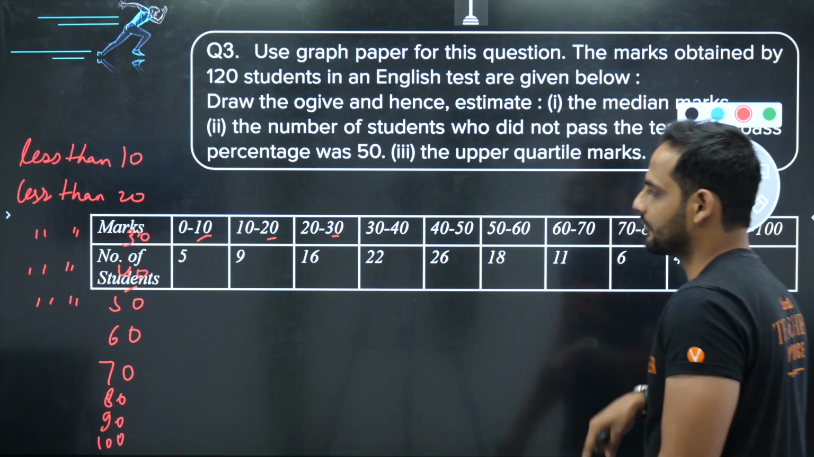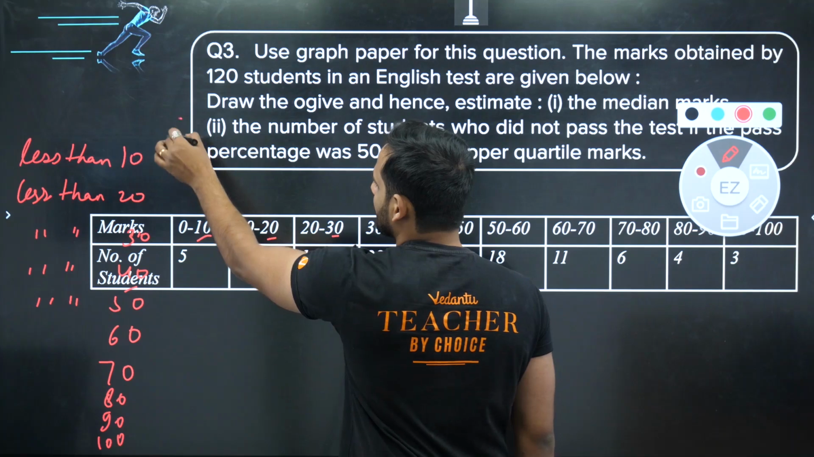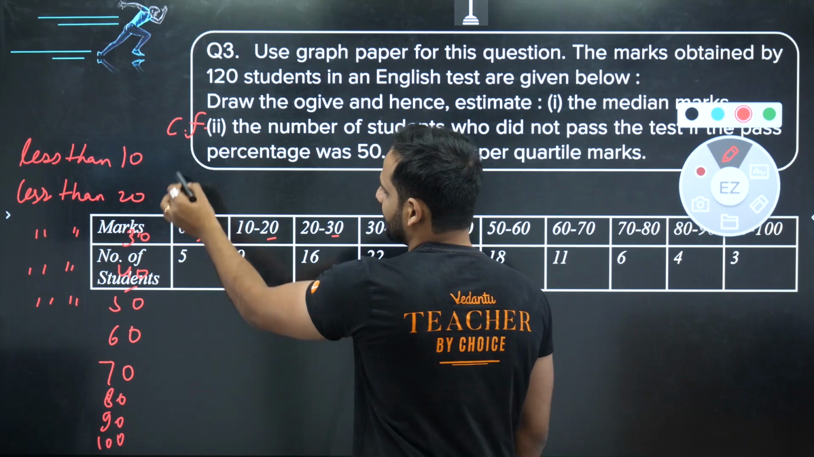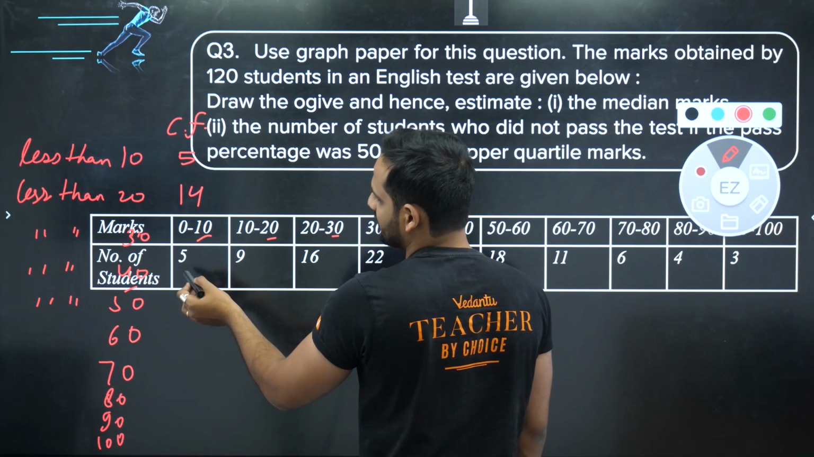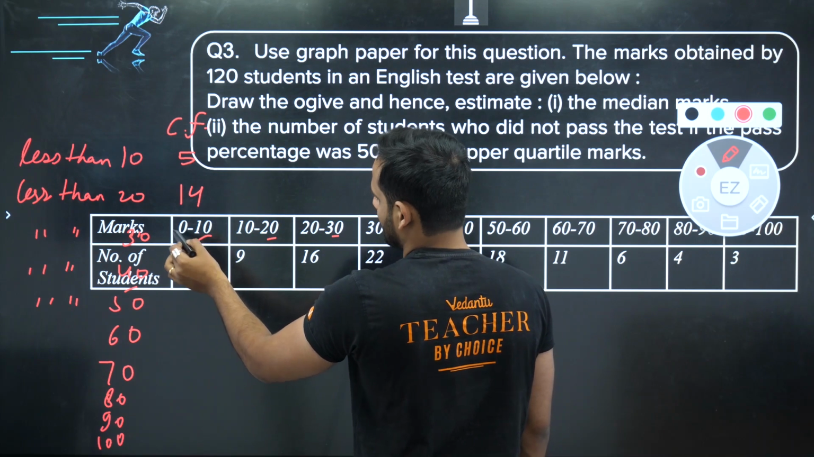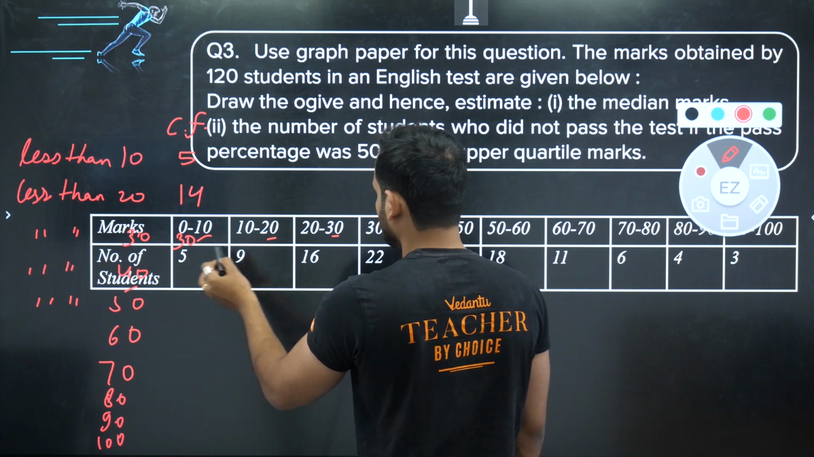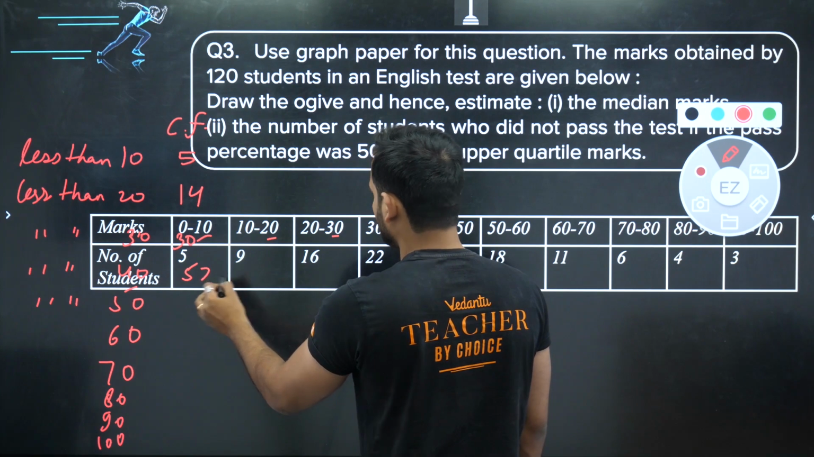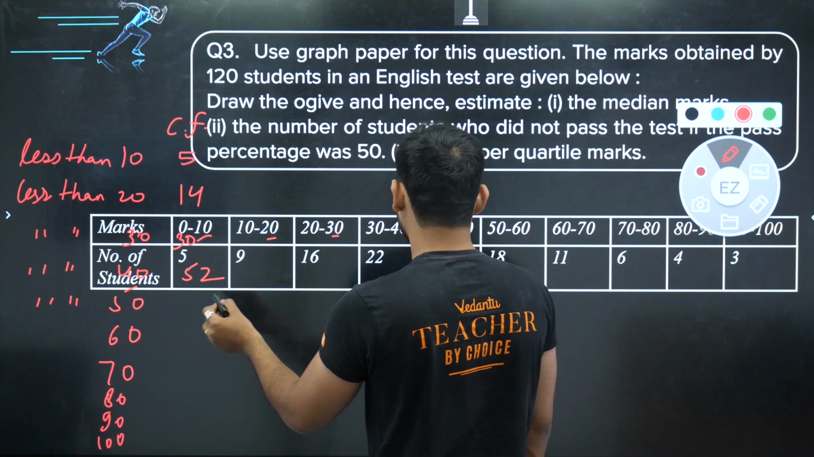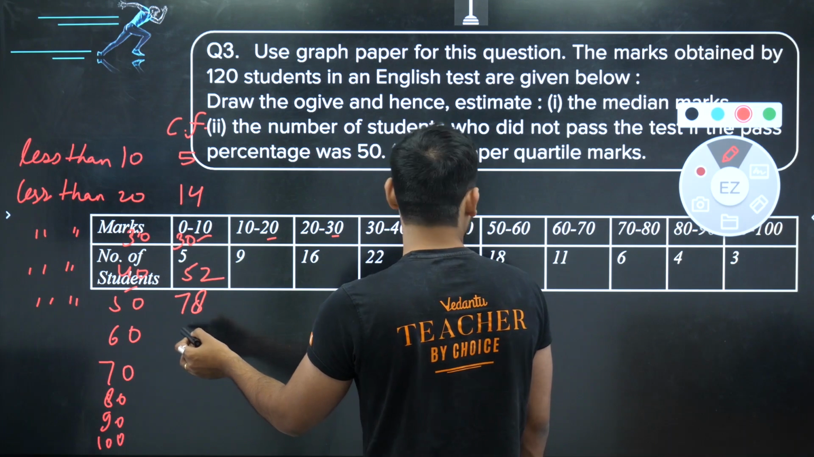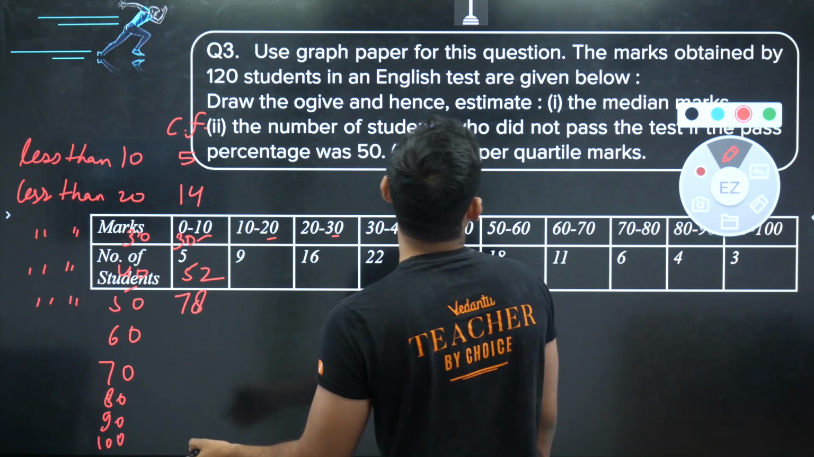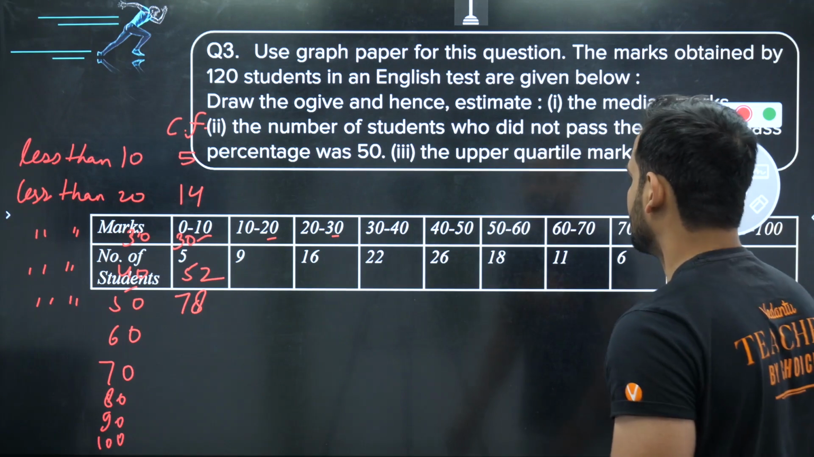Now the frequency. For them, you will use the concept of cumulative frequency. So first will remain 5, next will come 5 plus 9 is 14, then 14 plus 16 is going to be equal to what? 14 plus 16 is going to be 30, 30 plus 22 will be 52, 52 plus 26 is going to be 78, 78 plus 18 is going to be, how many students are there? Graph 120 students, yes, okay.